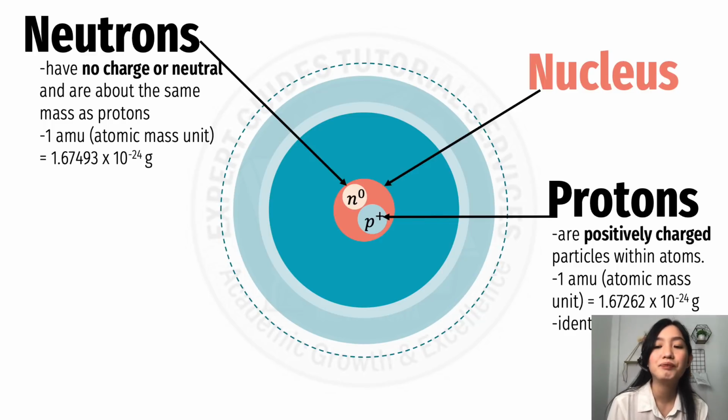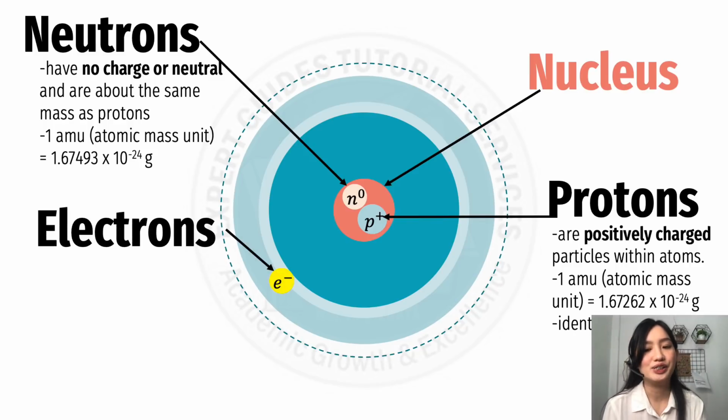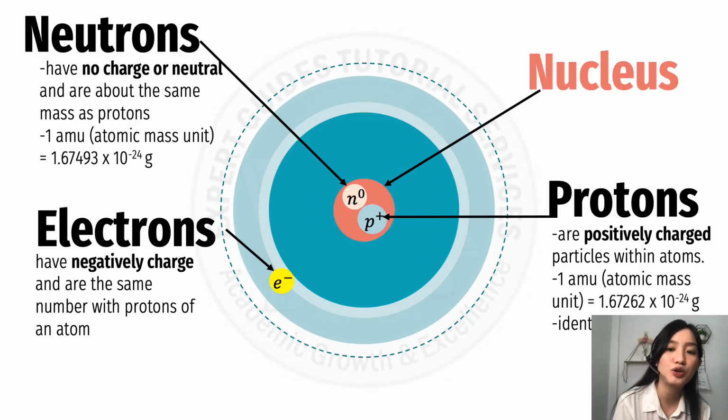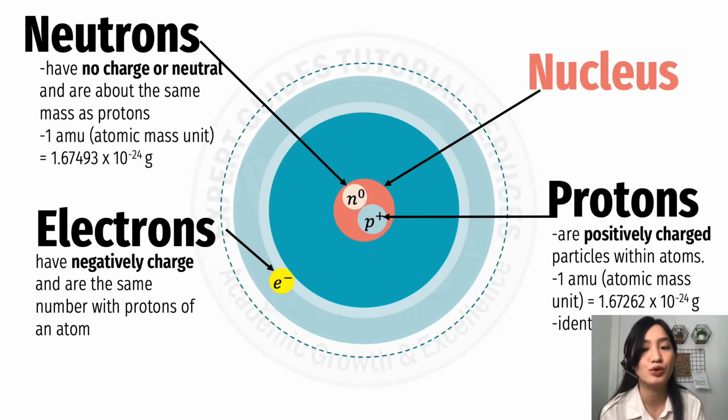So the neutrons here, we can see that neutrons stands for n raised to 0, where the 0 stands for 0 charge. Now, looking at the outside of the nucleus, we can find electrons. Electrons have an electric charge of negative 1, meaning they are negatively charged particles, and they are the same number as the protons of an atom. What is the meaning of this?